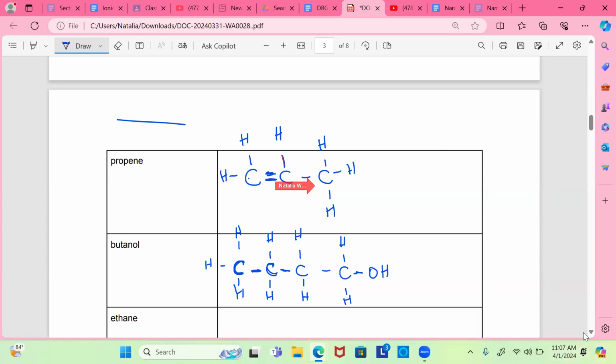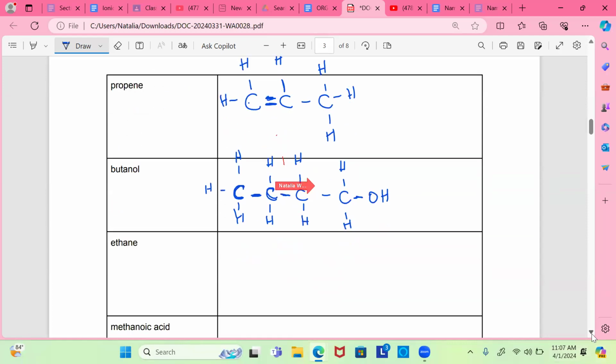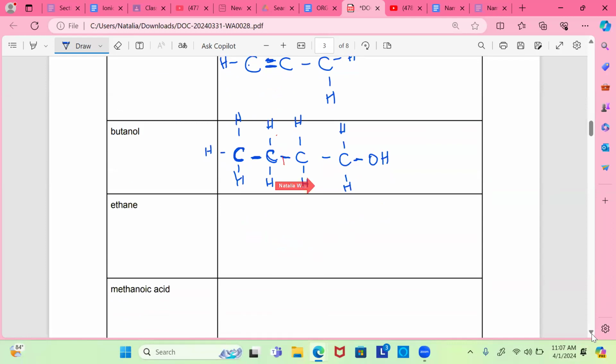So next compound is ethane. How many carbons? 2. Functional group? Carbon single bond. So each carbon must be bonded 4 times. This carbon was only bonded once. So I'm going to go ahead and put on 3 hydrogen. This carbon here, the second carbon, is bonded only once. So 3 hydrogen. So that's ethane. Clear?